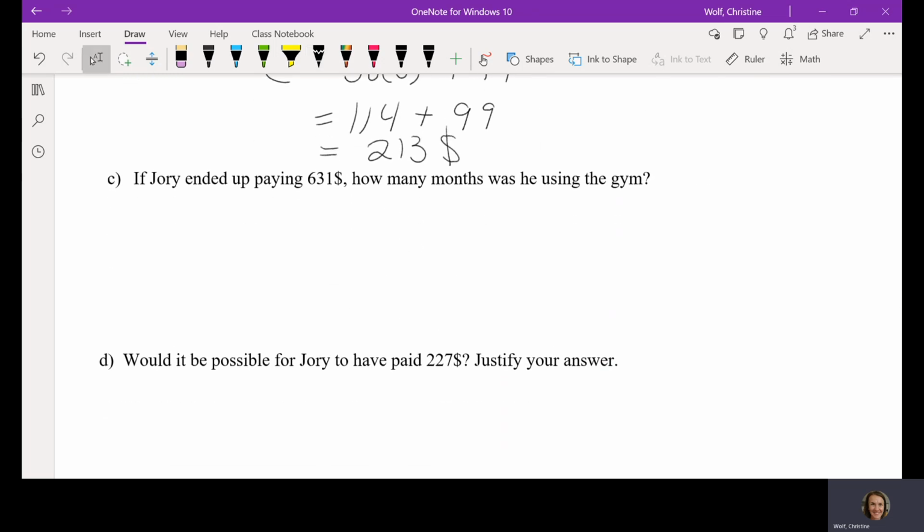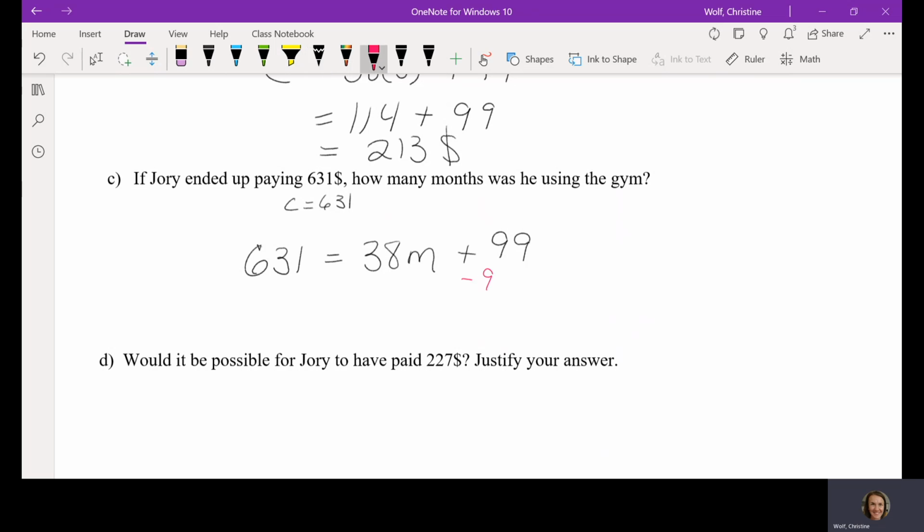If Jory ended up paying $631, so we know at the end of the day, he paid $631 in fees. How many months does that mean he was signed up for? Okay, so the cost is replaced with 631. And then we now have to recopy the right-hand side of the equation and solve for M.